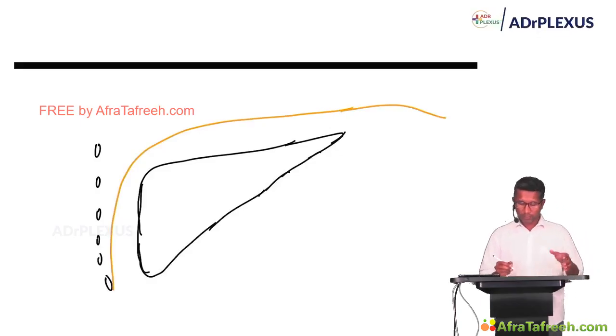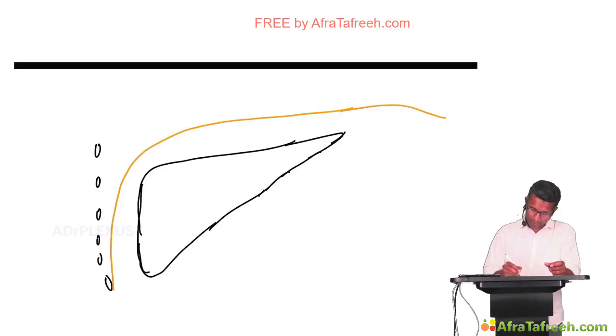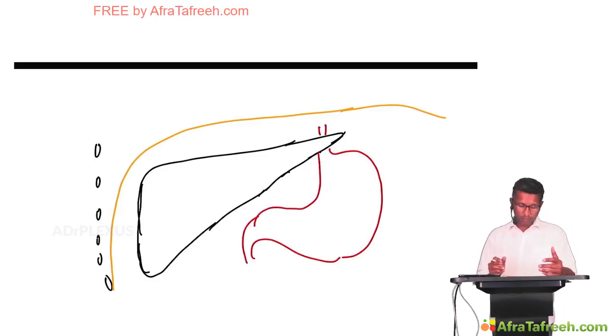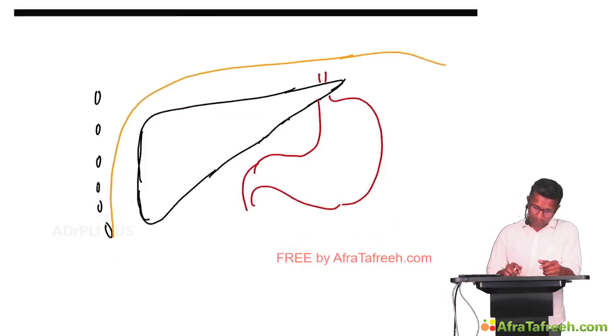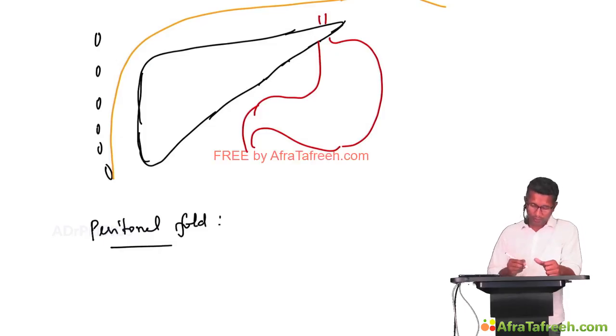Now the liver is related to the stomach below. Below you have the stomach here, and the liver is connected to these areas by means of a lot of peritoneal folds. So what are all the peritoneal folds around the liver? If you see, the right lobe of the liver is connected to the diaphragm above.